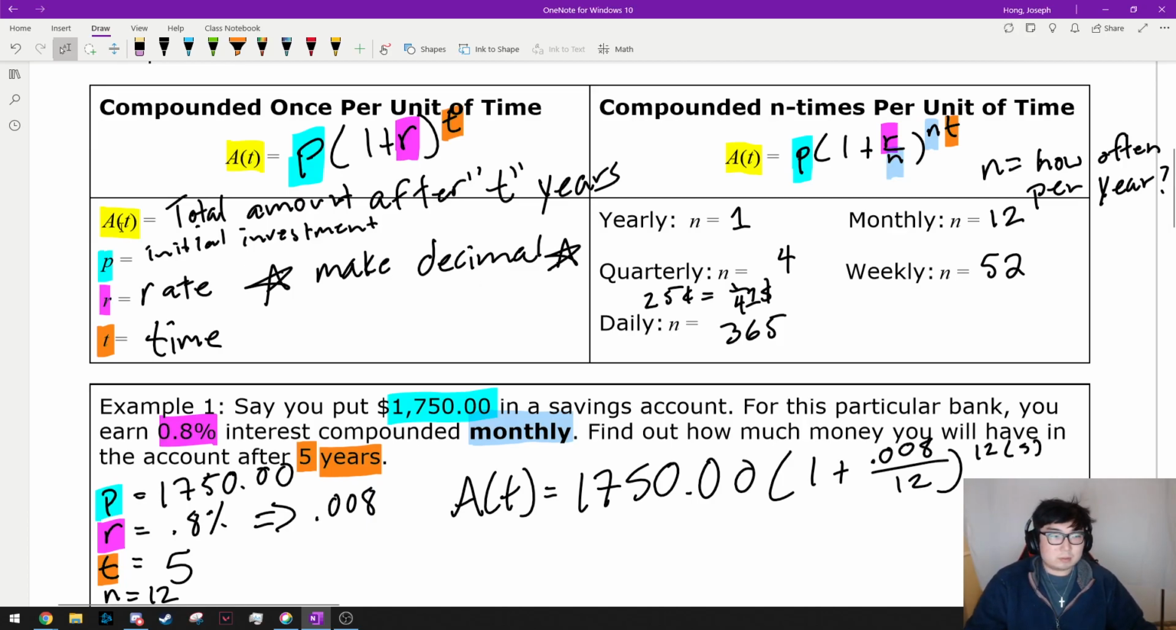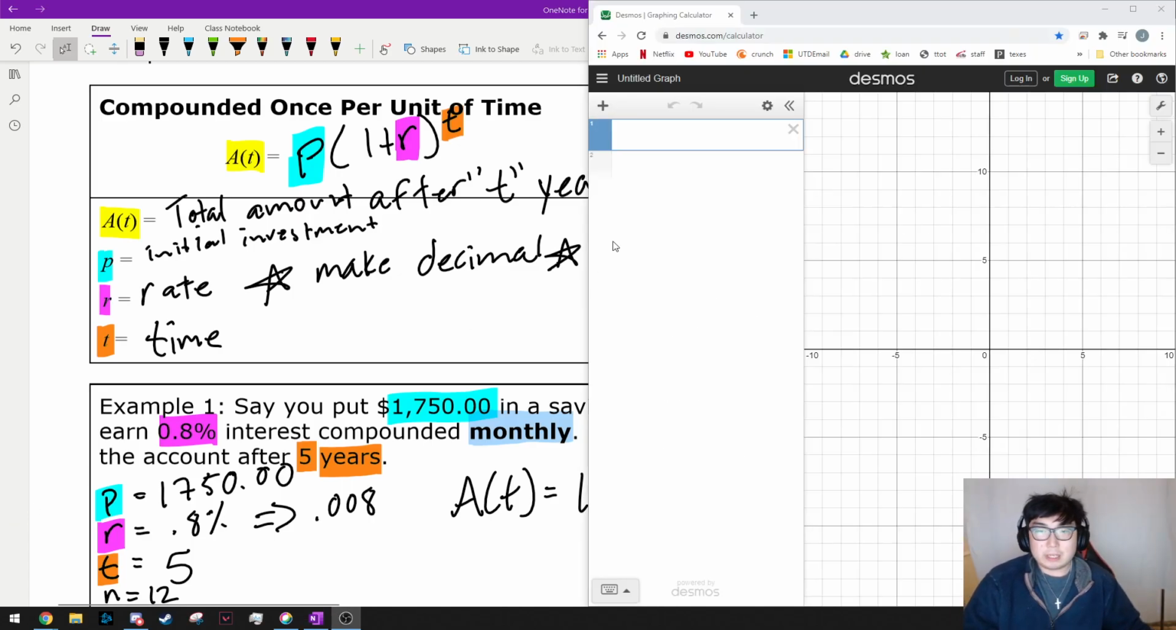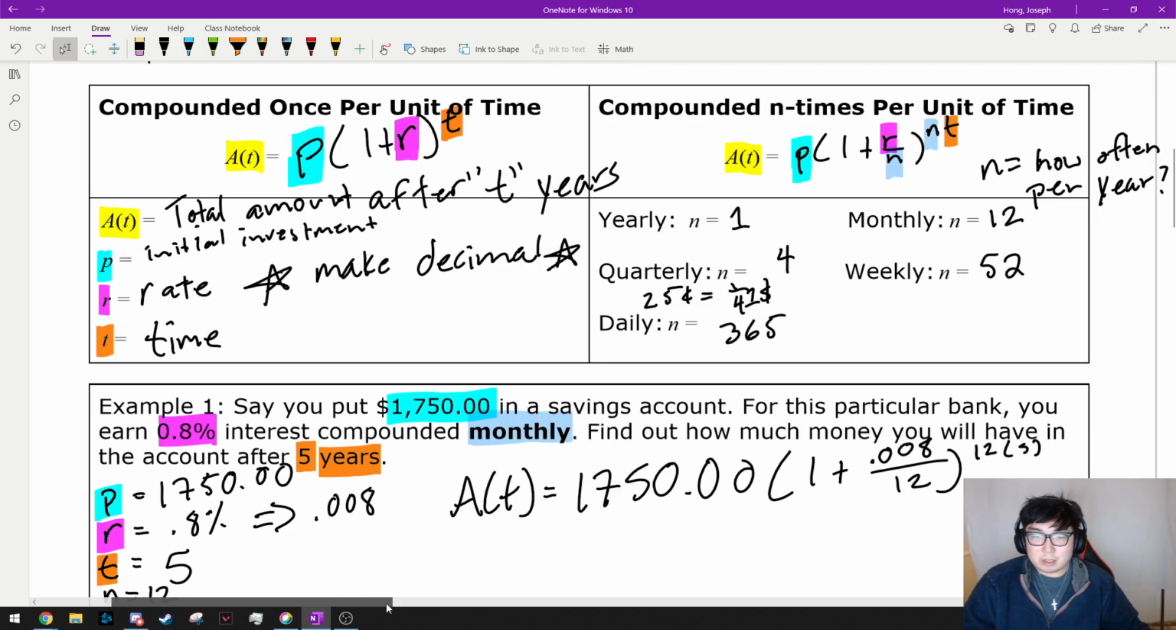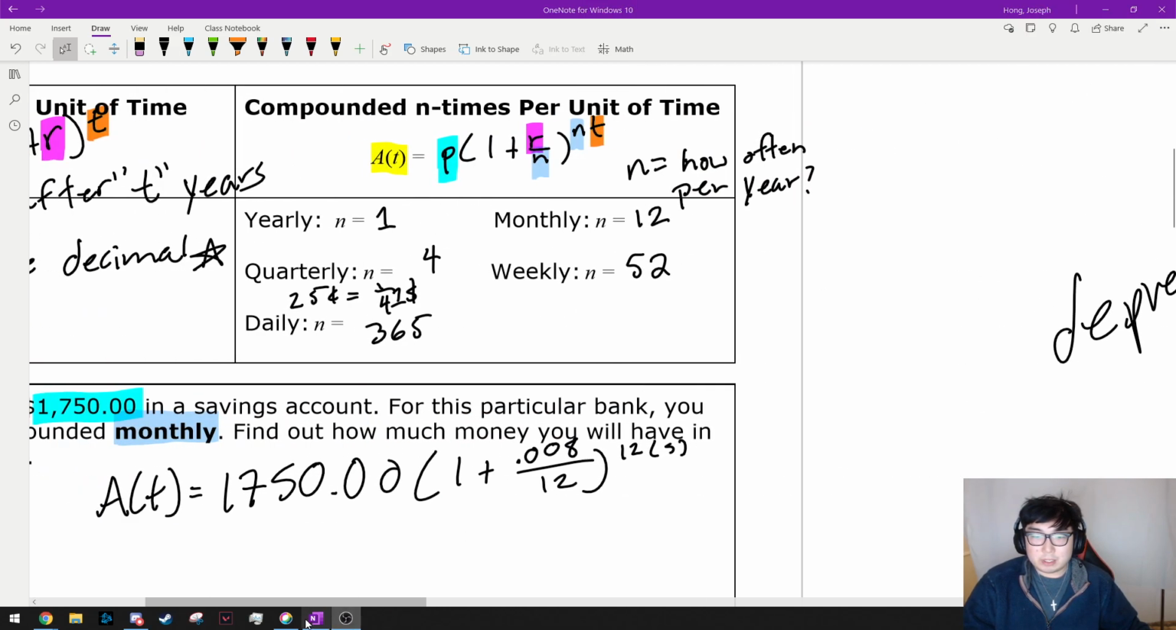So I need to use Desmos because Desmos will help me solve this question for me. Okay, so I'm back in Desmos and I have this equation right here.